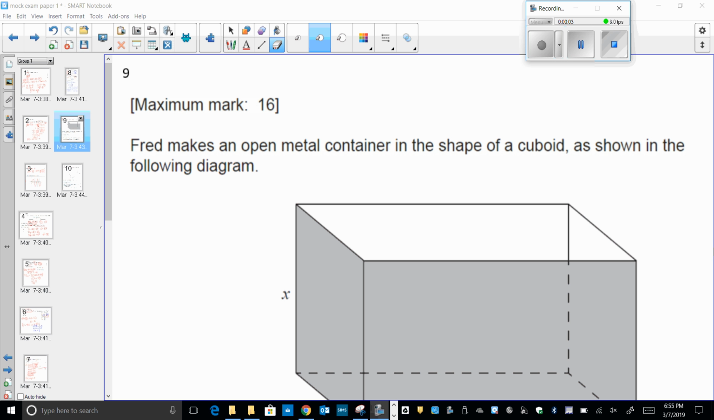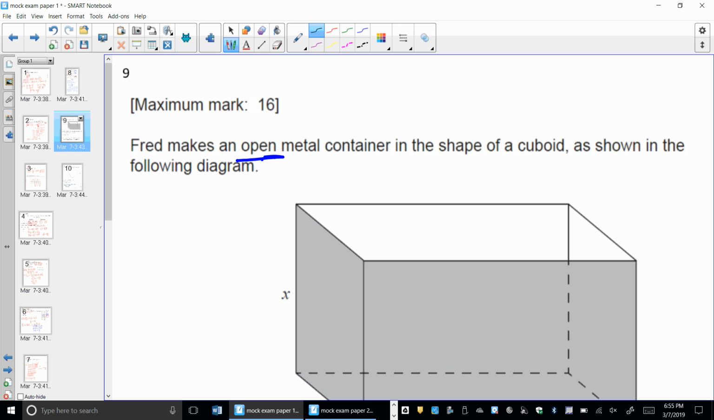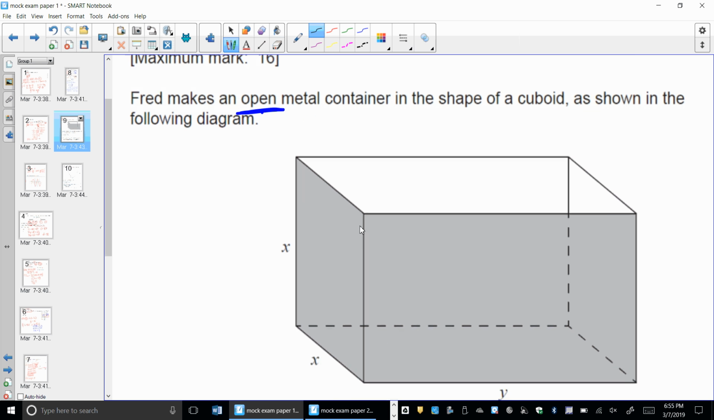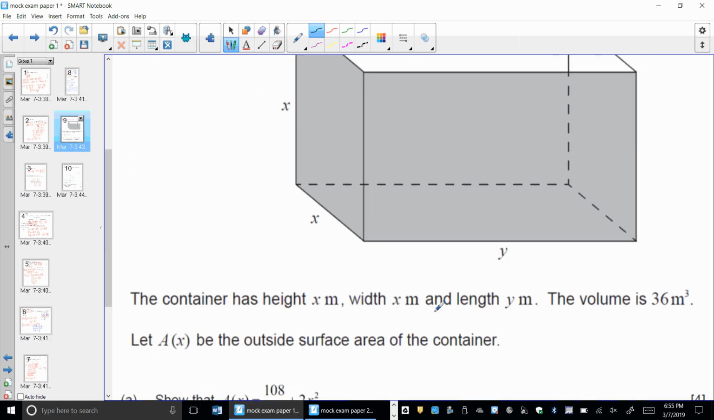Okay, so Fred opens a metal container. So it's an open metal container. It's one of the key things here. It's a cuboid. So the height is x, width x, and length y.